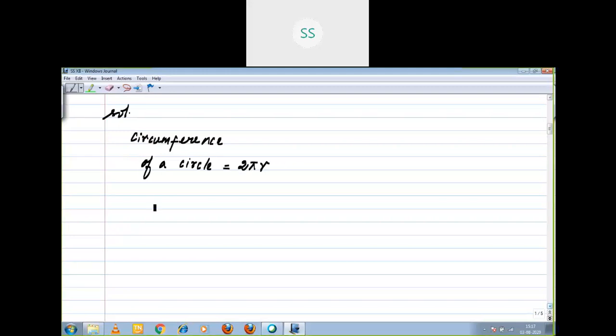Then r equal to what is that? R equal to circumference divided by 2 pi. One piece you have converted into a circle, another piece you are going to convert into a square.